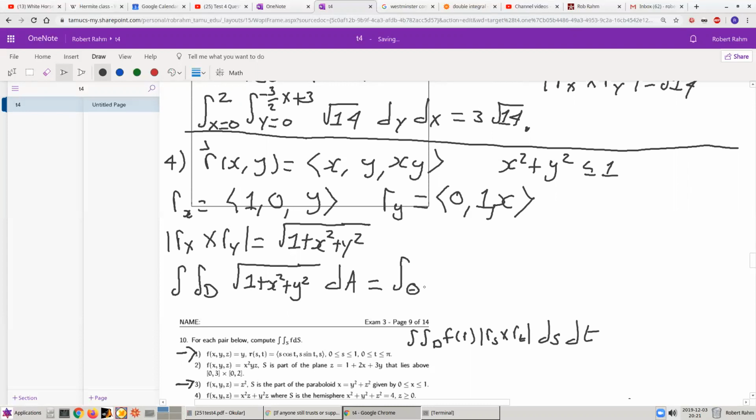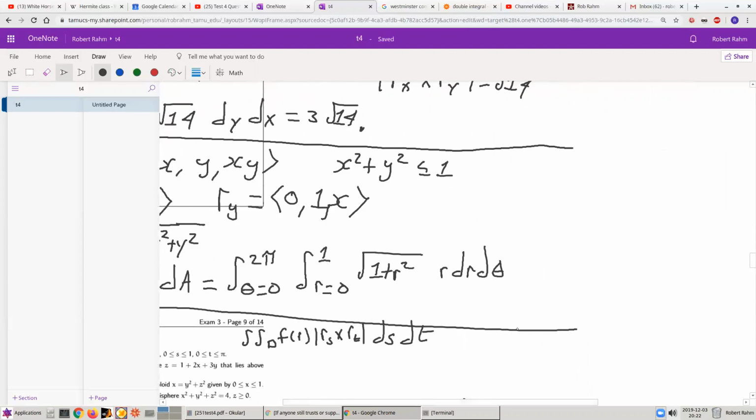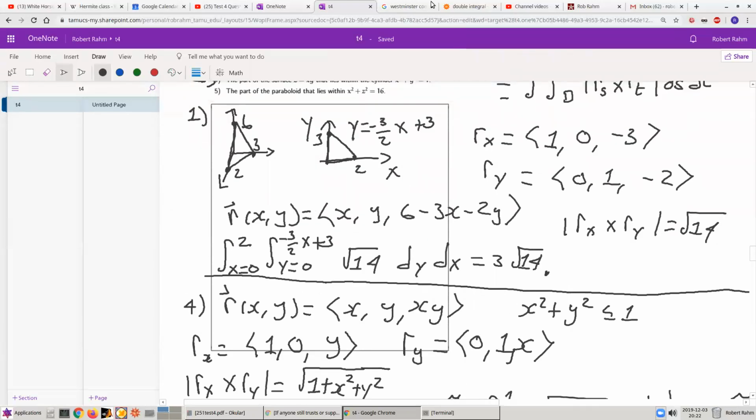Now the parameter domain is a circle, so this is perfect timing to do polar coordinates. We'll switch to polar coordinates. Theta will go from 0 to 2 pi. r will go from 0 to 1. This is the square root of 1 plus r squared, times r, dr d theta. Let me do that. And then this is equal to 2/3 pi, or pi times 2/3, the way that I have it. So that's all for this problem.